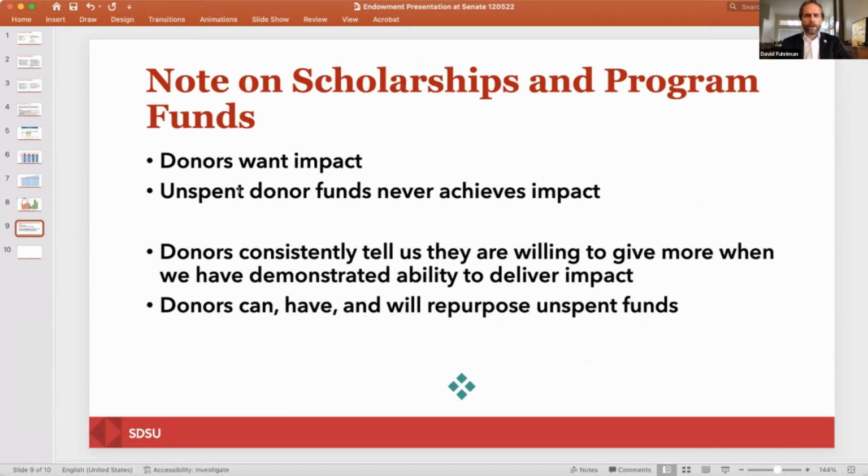I also wanted to make a note here regarding scholarships and program funds, and this engagement and interaction with donors. When donors are contributing to San Diego State, they want to see impact. So they're buying impact, and unspent donor funds just don't achieve that. So there's been an emphasis on awarding scholarships and spending program funds so that we can really achieve the impact that the donors have wanted to contribute to. They consistently tell us that they'll give more when we're able to deliver on that impact. And donors can and will repurpose unspent funds. So a program that may have received some funds, a donor may come to us and say it hasn't been spent for the past 3 years, and they choose to repurpose that to another area.